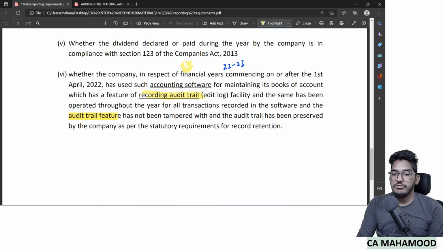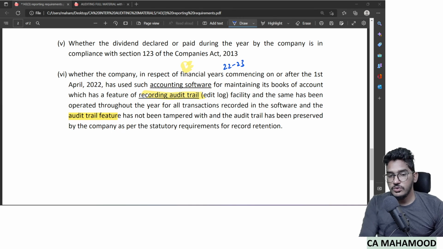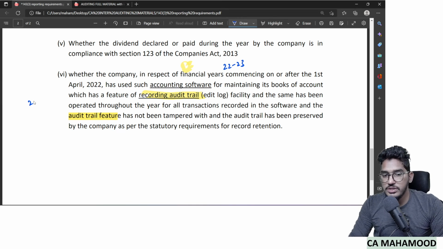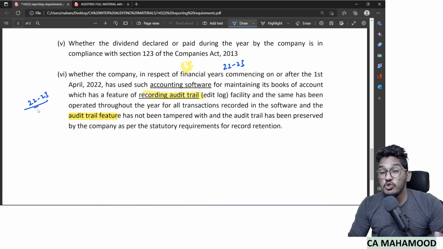So this point, if you observe carefully, all the companies for the financial years commencing on or after 1st of April 2022, that means from the financial year 2022-23, every company should use such an accounting software which will have an option of recording audit trail.